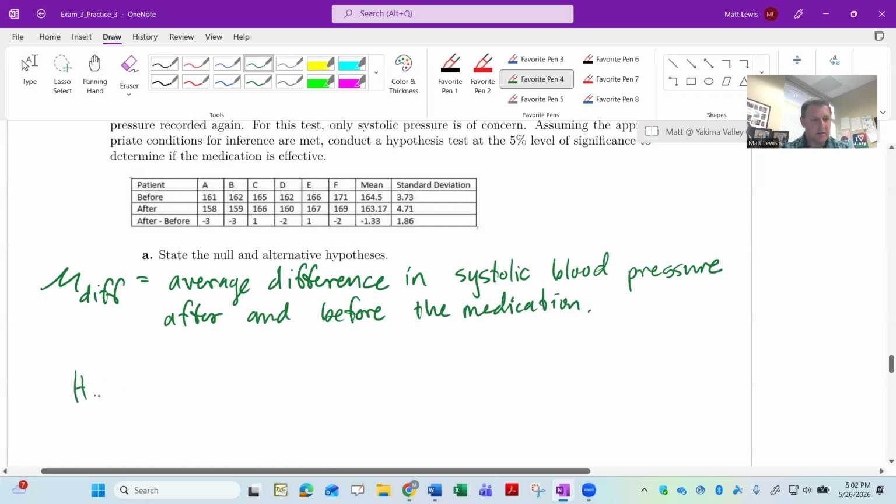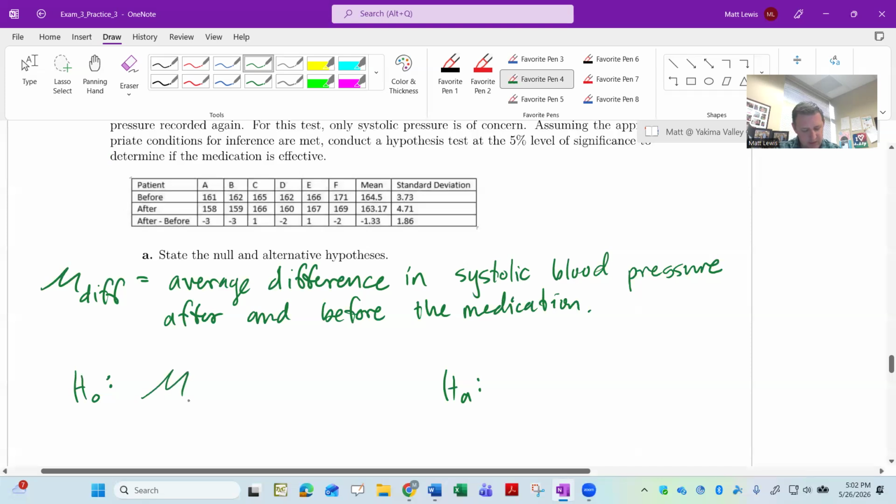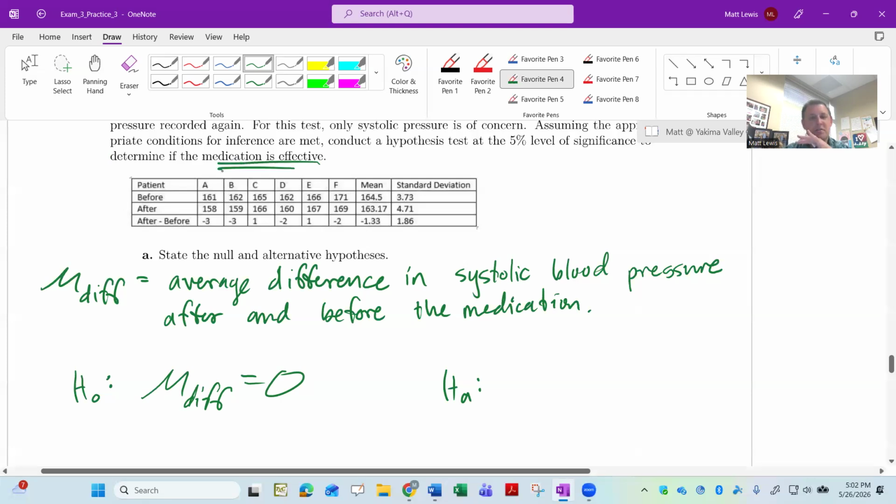All right, so when it comes to a null hypothesis and an alternative hypothesis, we're thinking about the no difference hypothesis. The null contains the equal sign. It's also the skeptical position. I'm skeptical that the medication is really helping. But let's think about it: we're trying to show that the medication is effective, right?